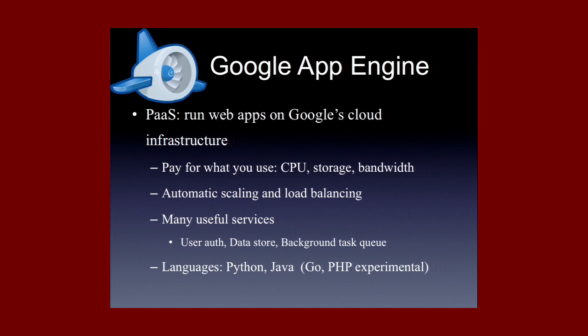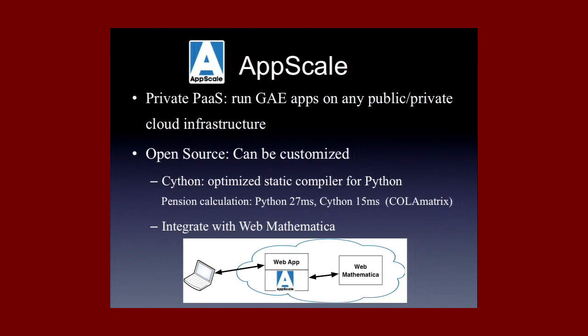Currently, they support the languages Python and Java, and Go and PHP are experimental, but of course, we're going to focus on Python today. So AppScale is the private platform as a service that you can run. It's API compatible with Google App Engine. So you can run your Google App Engine apps on any public or private cloud infrastructure that you can set up. And it's open source, which means it can be customized.